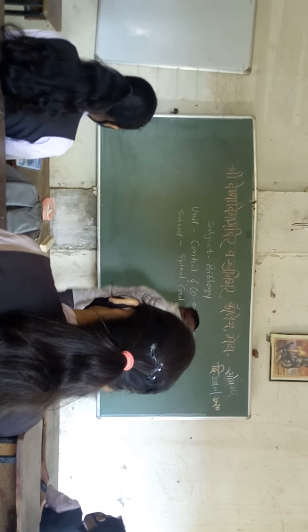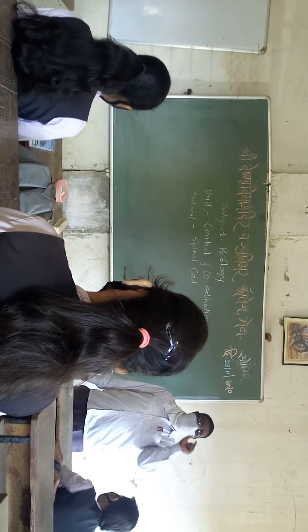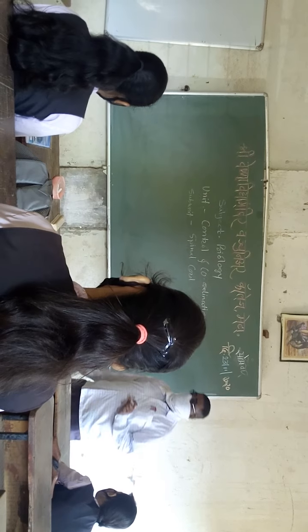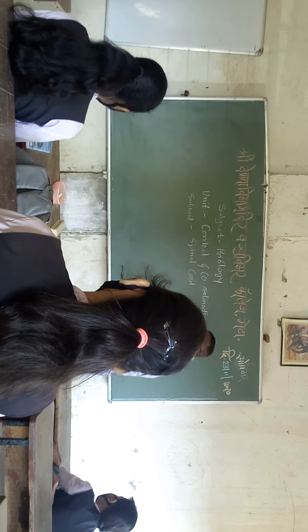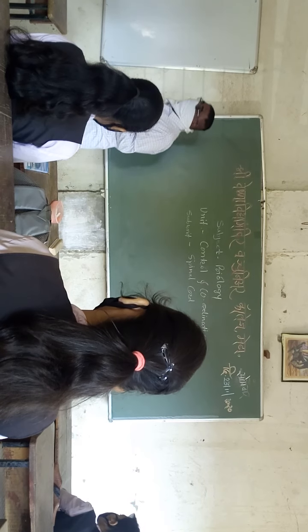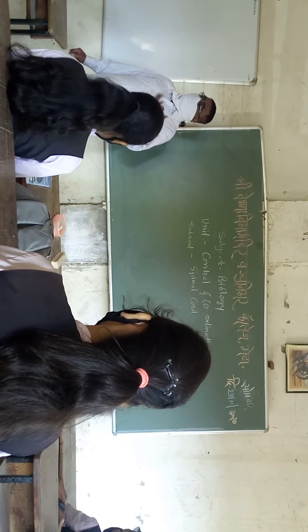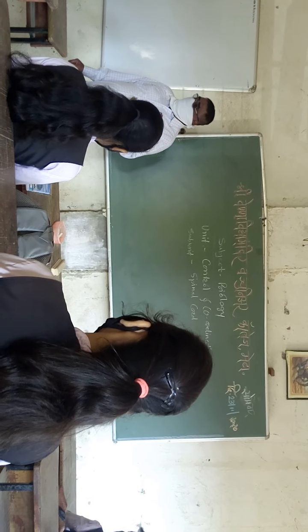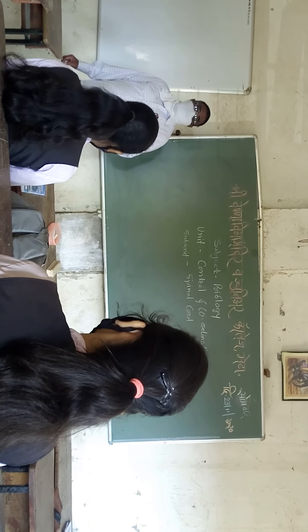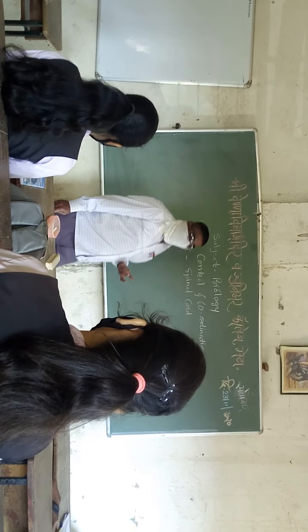You have studied the central nervous system. In the central nervous system, the brain and the spinal cord are the parts. You have studied the structure of the brain, the parts of the brain, and the functions of the different regions. Today you have to study the spinal cord.